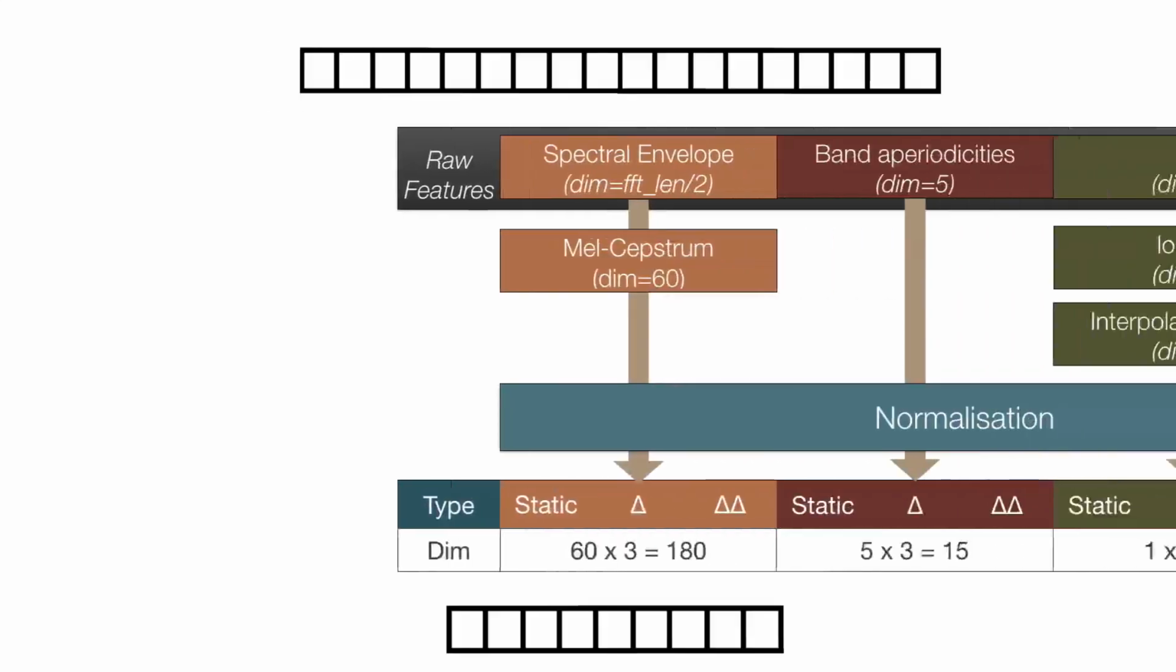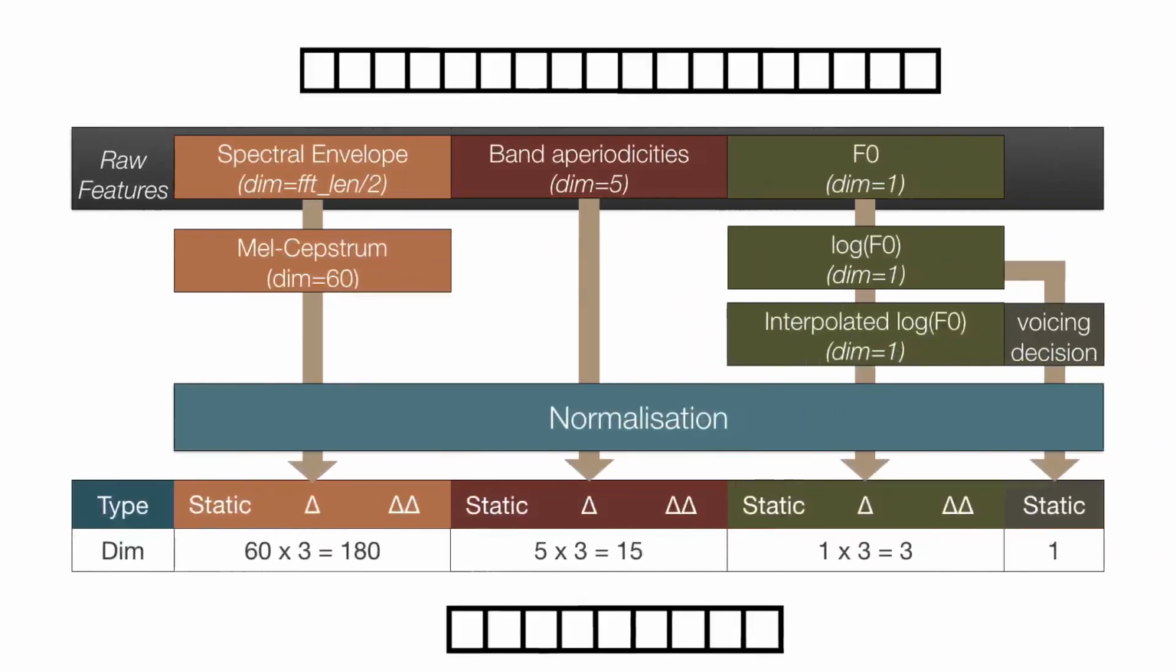With that operation, we enforce the Gaussianity of this feature, but we remove the information about which frames are voiced or which frames are unvoiced. So we need to append another feature, which is the voicing decision, just a binary saying that this frame is voiced or this frame is unvoiced.